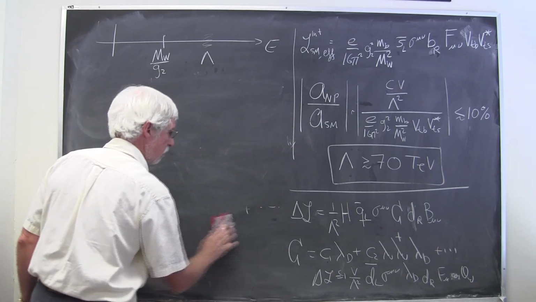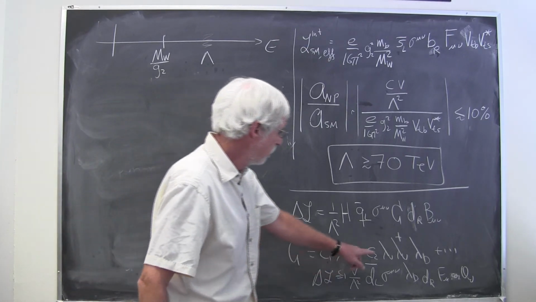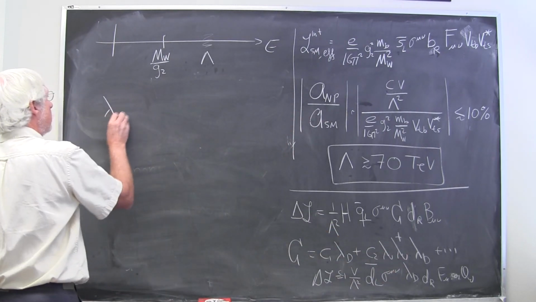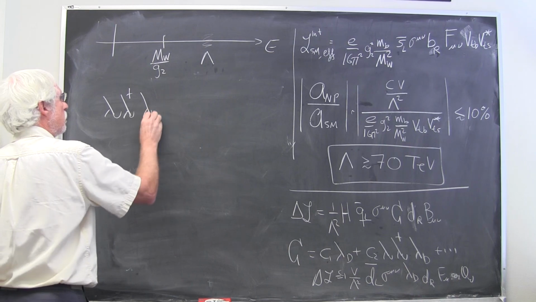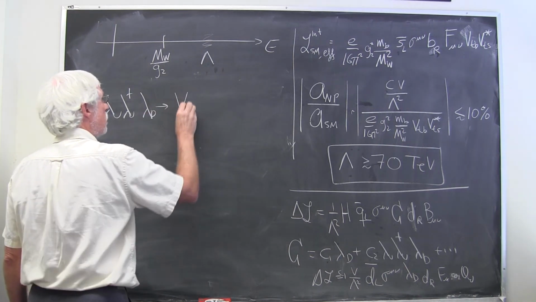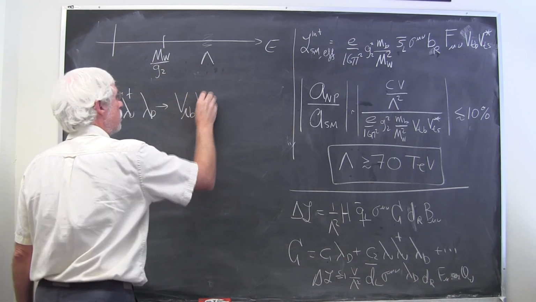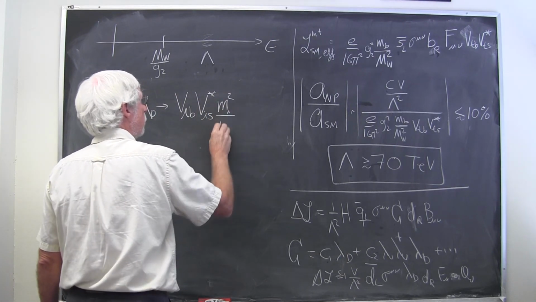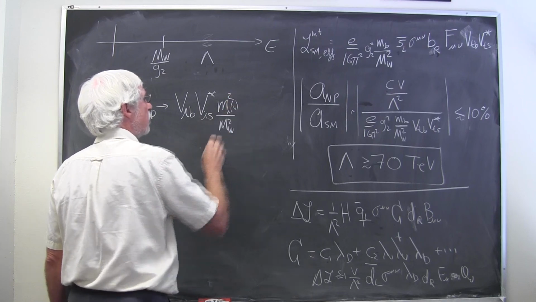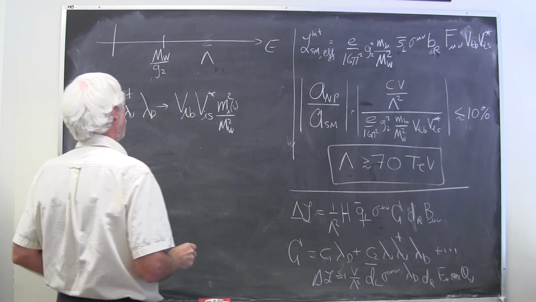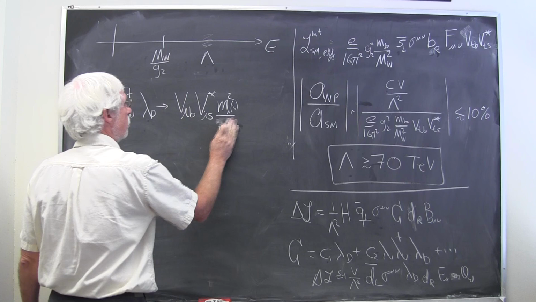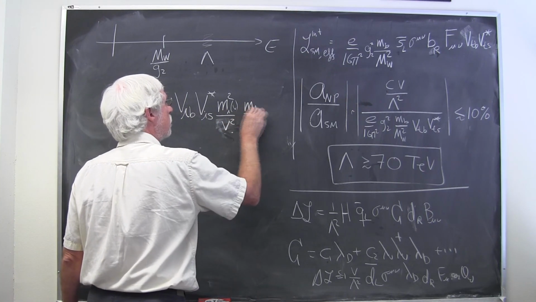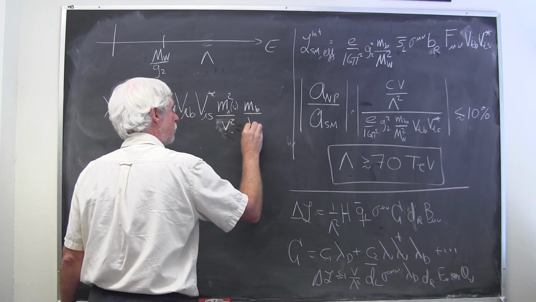If I include the term C2, it will produce a flavor transition, but now the coefficient of that operator will involve lambda u dagger lambda d, which after going to the diagonalized basis will become V_iB V_iS star m_i squared over M_W squared, where these are up-type quarks, and from lambda d we'll get an m_b over v.